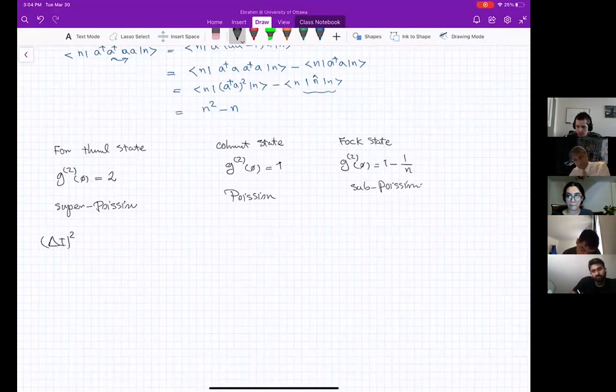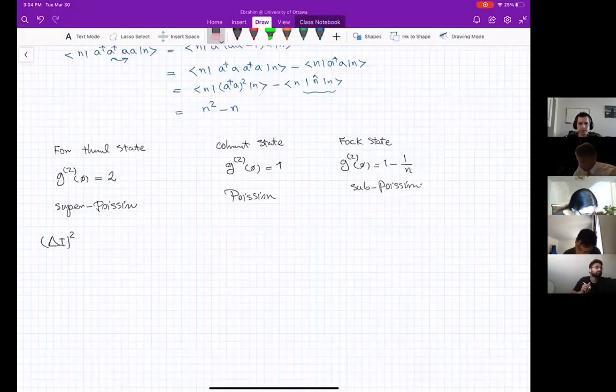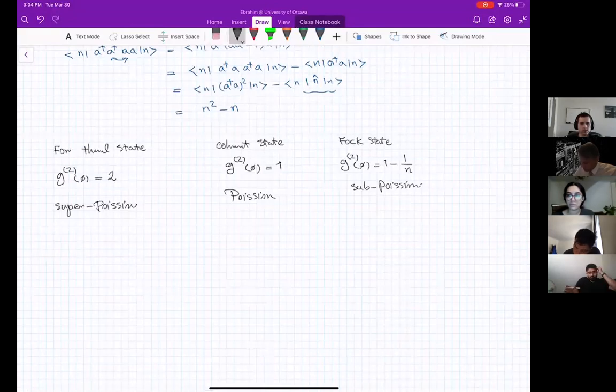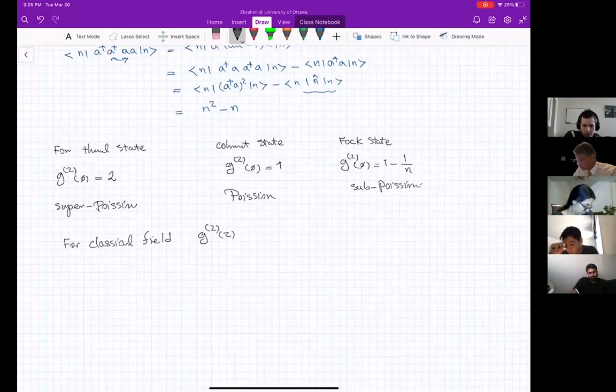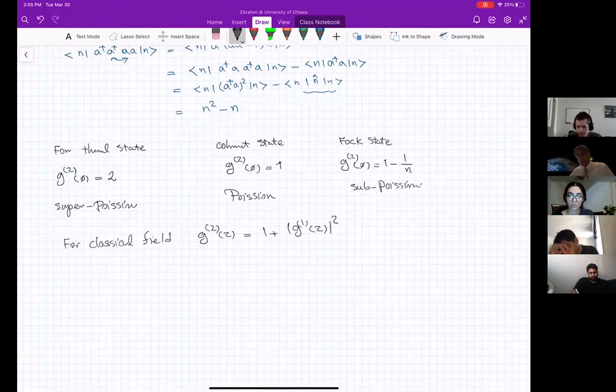Is it clear? So G1 goes to 1 and then you will get a decay. And in the case of thermal light, you will get 2. So in the classical regime, for classical light or for a classical probability distribution, for a classical field, it is not difficult to show that G2 of tau is related to G1 by this relation. Take the square modulus of G1 plus 1, then you will get the G2 function. Clear?